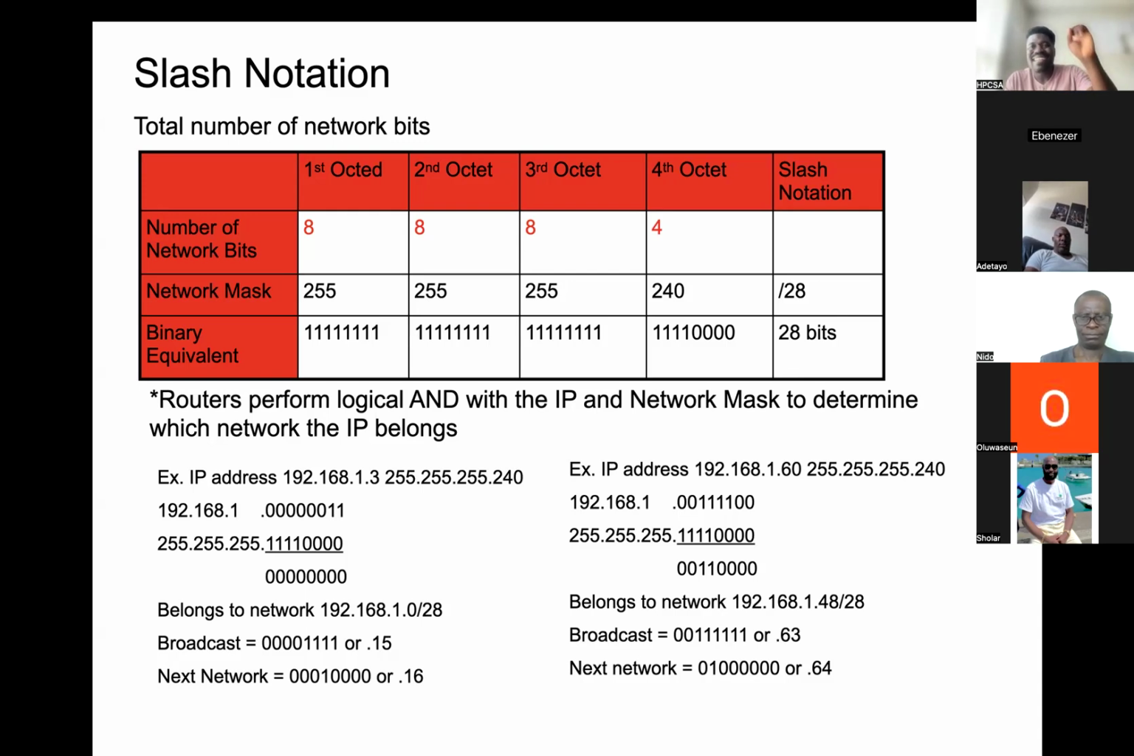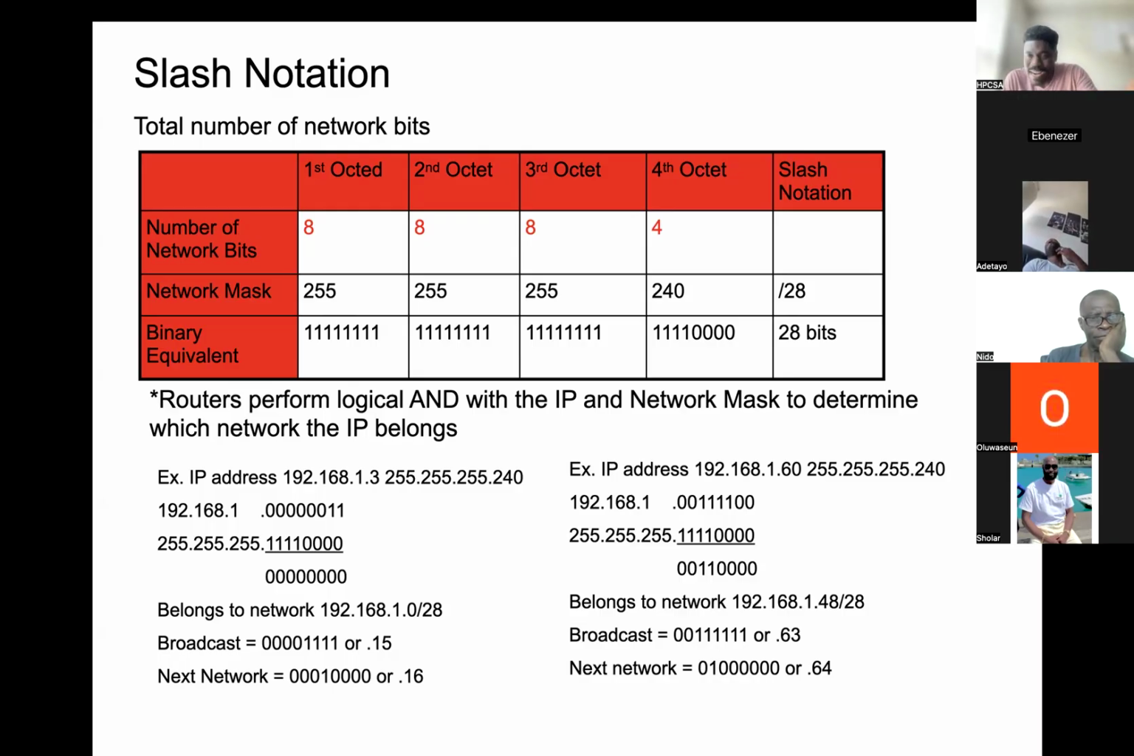Each octet has 8 bits: 1, 2, 3, 4, 5, 6, 7, 8, dot, 1, 2, 3, 4, 5, 6, 7. That's the binary equivalent you are seeing at the bottom part. So the first 3 octets, you said they are occupied. Am I right? So 8 times 3, or 8 plus 8 plus 8, is 24. But in the fourth octet, only 4 of the bits are occupied. So if you add 8 plus 8 plus 8 plus 4, that is 28. I hope that makes sense.